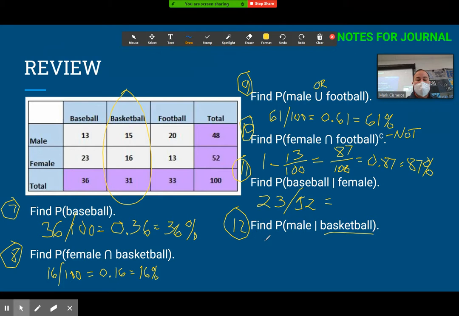15. So 15 out of what? 31. And that'll give you your final answer. I'll let you figure out the decimal and percentage on that one. Do the decimal to 3 decimal places. Obviously, those last two, the conditional ones, are a little bit harder. That's why I went slow, and that's why we did a lot of these together.